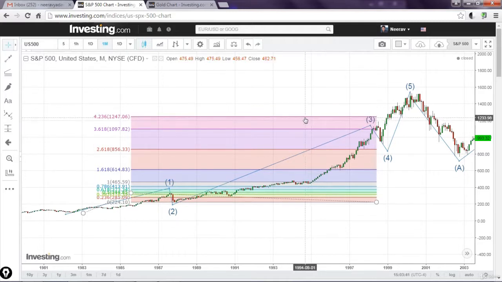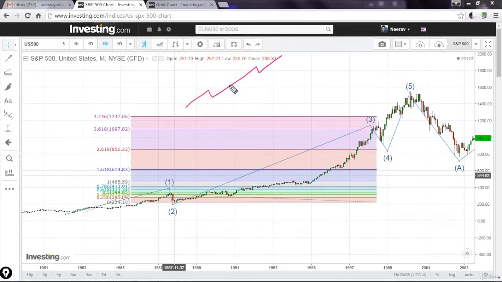The practical part says that there is something called the rule or guideline of equality. What that says is that if wave 3 is extended in a progression, let me do a rough progression here, then wave 1 and wave 5 tend to be approximately of the same length. So what that means is that the length of wave 1 and wave 5 is generally found to be equal.